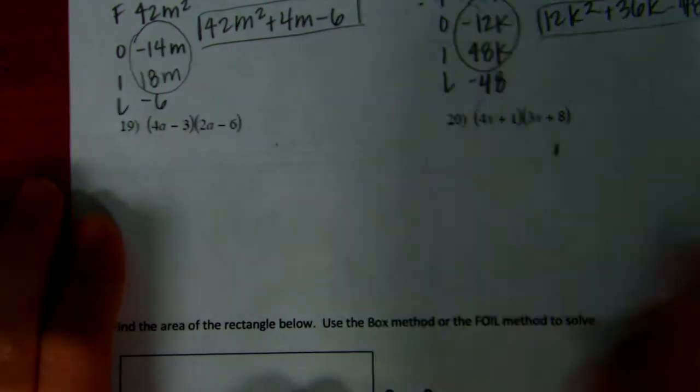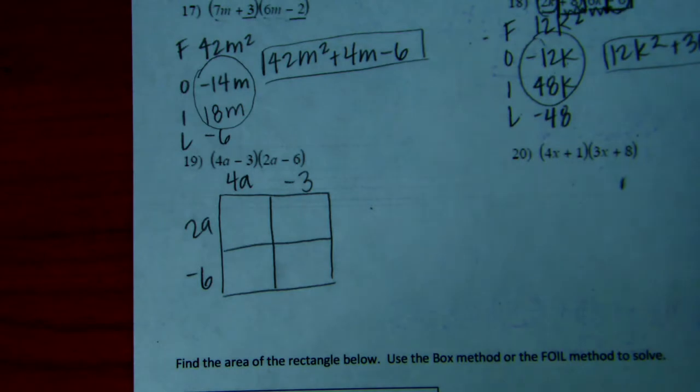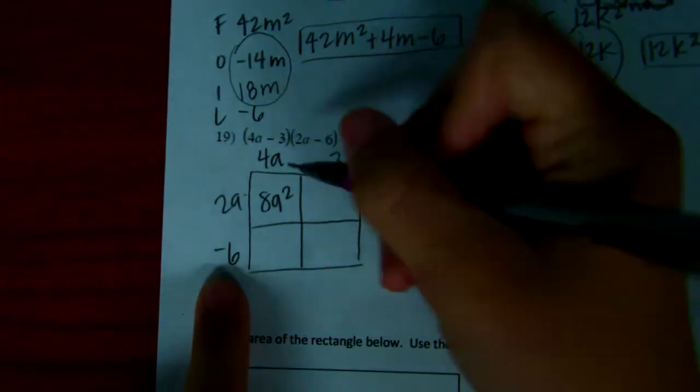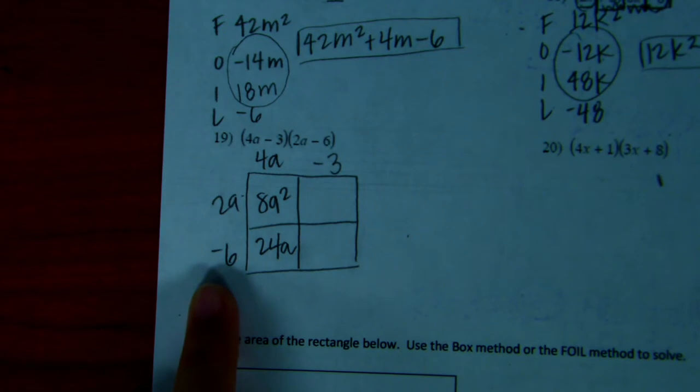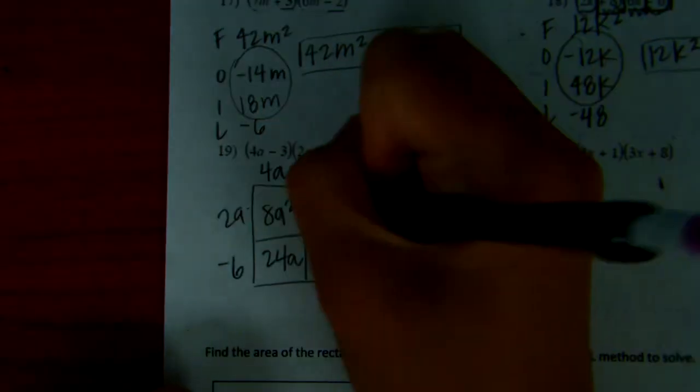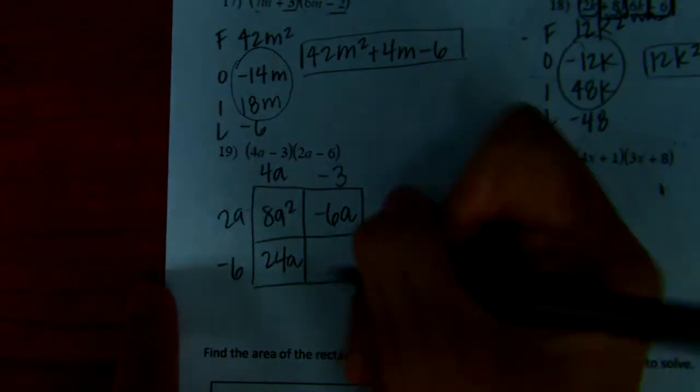For numbers 19 and 20, I'll do the box method. Because these are binomial times binomial, I only need a 2 by 2 box. Doesn't matter where you put the 4a minus 3 or the 2a minus 6, as long as you split it up into two terms. 4a times 2a is 8a squared. Negative 6 times positive 4a is 24a. 2a times negative 3 is negative 6a. Negative 6 times negative 3 is positive 18.